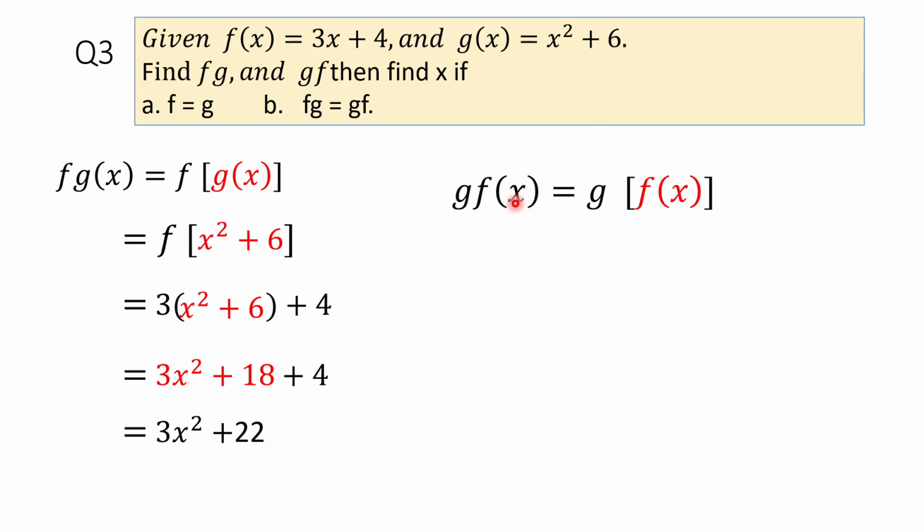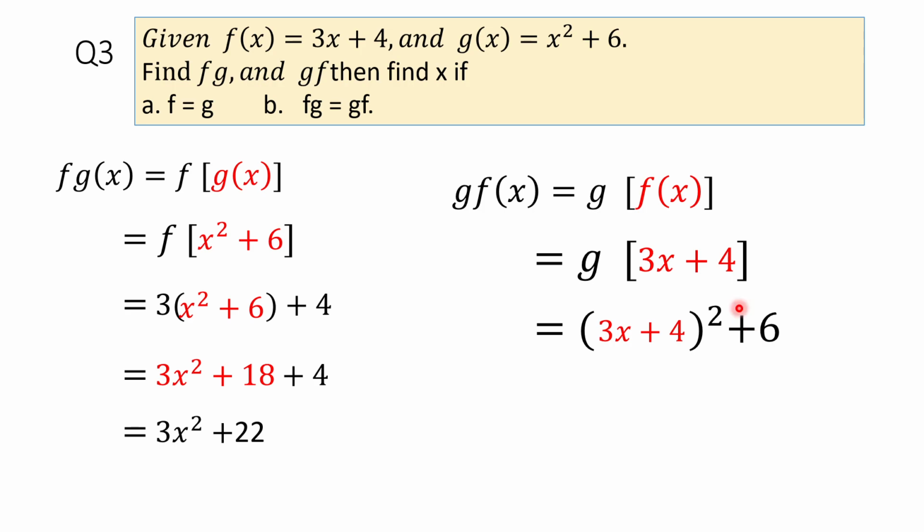Next, find gf(x). Inner function is f(x). Change f(x) to 3x plus 4. Prepare an empty bracket for function g. Given g as x squared plus 6, therefore, it becomes empty bracket squared plus 6. Substitute the object. Now you need to expand.